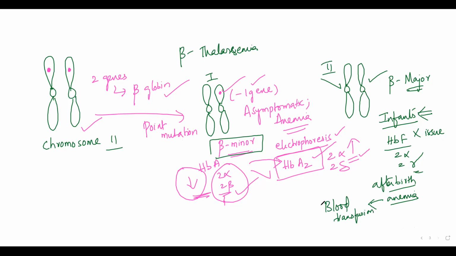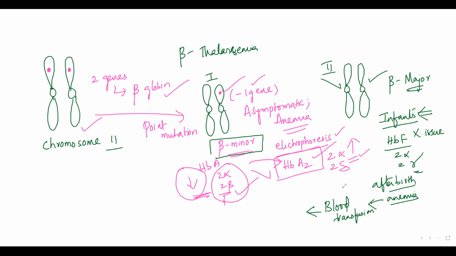And this is also not going to be good, because very regular blood transfusions are going to lead to iron accumulation in the muscles and the tissues, which will lead to death of the child. So by 15-20 years they are going to lose their life.